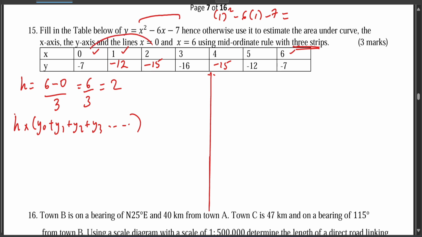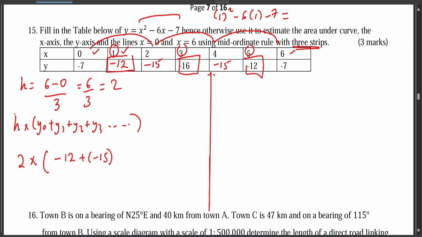So this is the first strip, this is the second strip, and this is the third strip. So these ones are the midpoints. So your y values are your midpoints. These, this one and this one. That is y0 plus y1 like that. So your height, we said, is 2 times the negative 12 added to the negative 15.